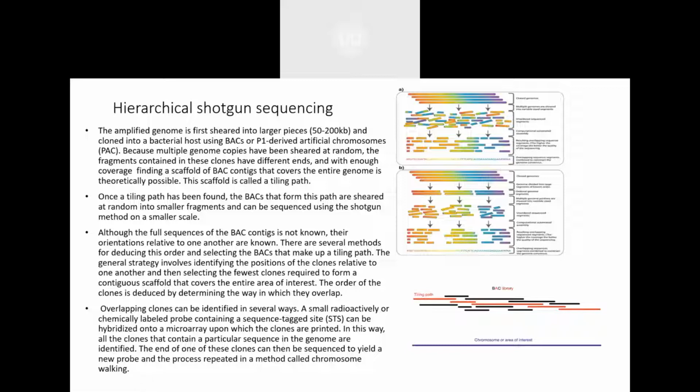The end of one of these clones can then be sequenced to yield a new probe, and the process repeated in a method which is called chromosome walking. But usually these walks take a long time, so they are usually not opted for that much nowadays.